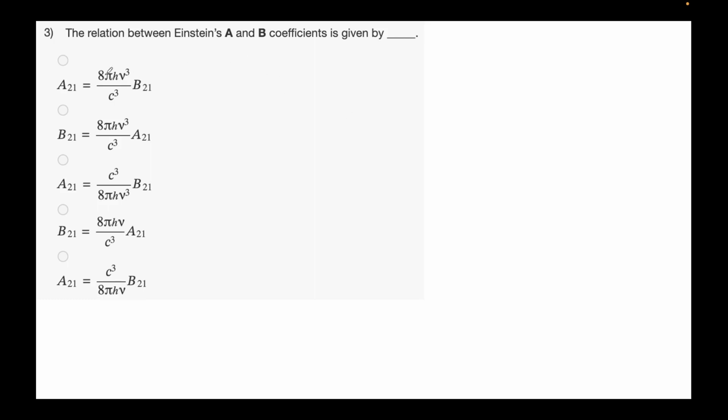So A21, remember, we'll write it here. A21 was for spontaneous emission.